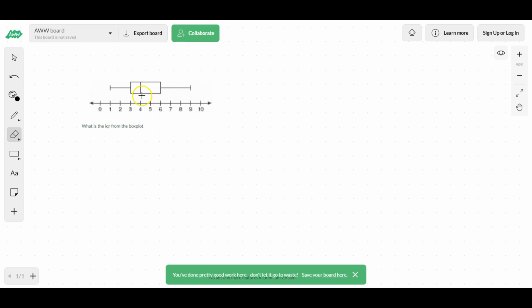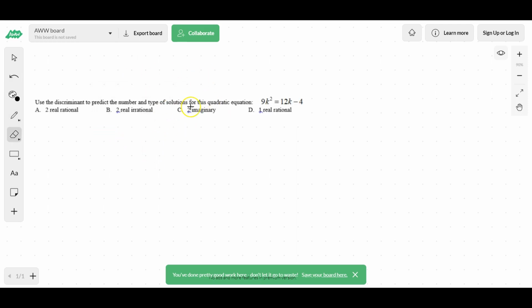So it asks, what's the IQR of the box plot? Well, the IQR is the interquartile range, or just how far Q1 through Q3 is, which is just this right here. So the IQR is from 3 to 6, or 3. So the IQR is 3 in this case. Let's try the next one.